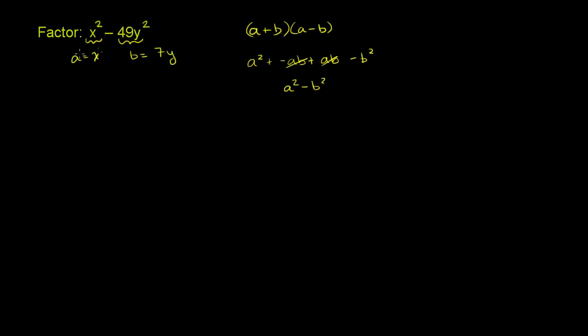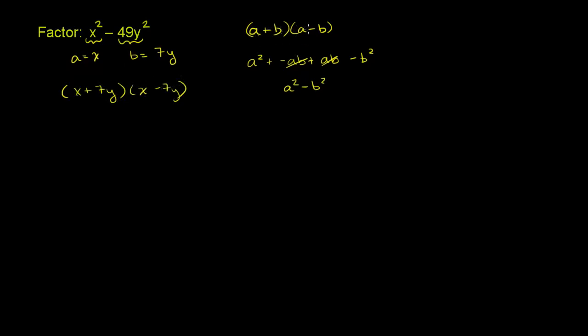So we can expand this as the difference of squares. Or actually, this thing right over here is the difference of squares. So we can expand this like this. So this will be equal to x plus 7y times x minus 7y. And once again, we're just pattern matching based on this realization right here.